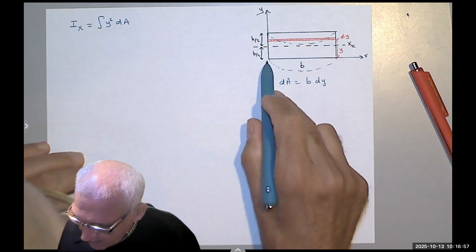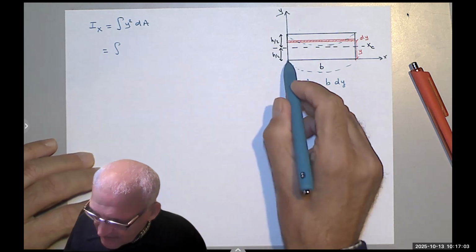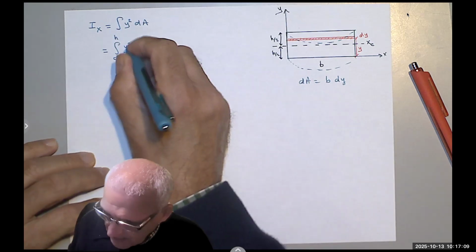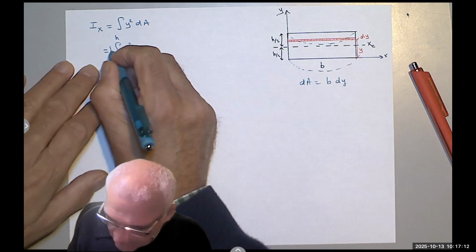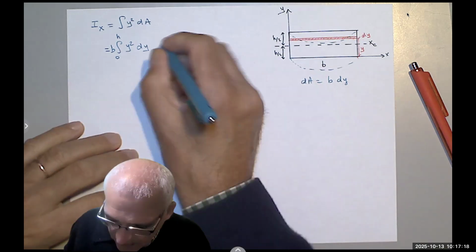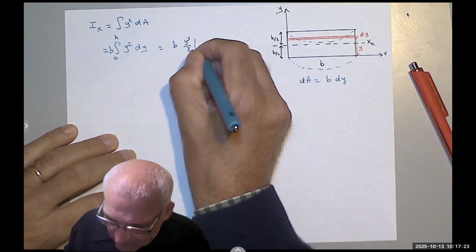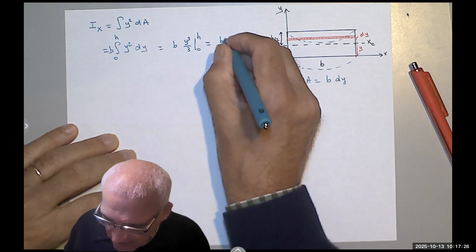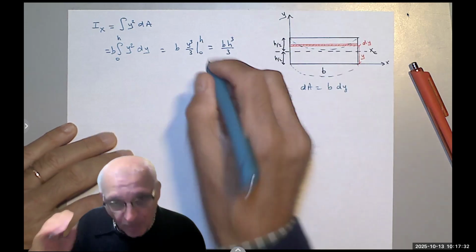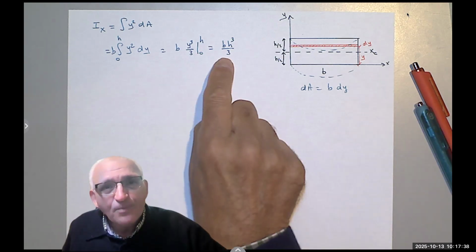So if I want to take the moment about x, I would integrate y from 0 to h, the total height, of y squared, and b is a constant, so I can take it out, dy. You see how easy it is? We are simply integrating y squared dy, which is y cubed over 3. So you get b y cubed over 3 evaluated from 0 to h. So it's b h cubed over 3 minus 0, which equals b h cubed over 3. Very simple, right?